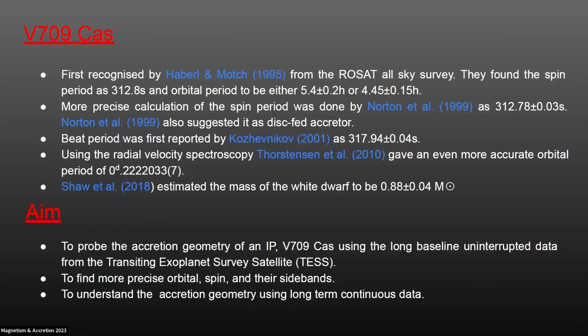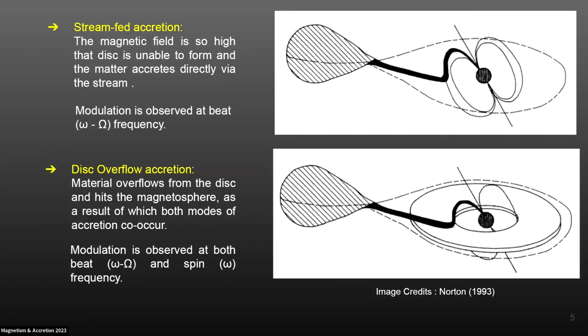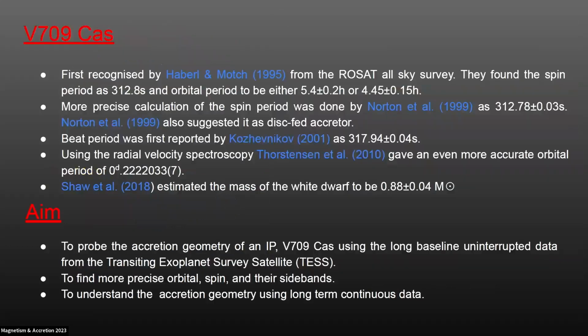The next is the disk overflow accretion. So in disk overflow accretion, there is already a disk fed mechanism going on, but some of the material just skims over the disk and directly hits the magnetosphere. So it's like both of the previous modes of accretion are going on at the same time in this mode of accretion. Now this can be identified if modulation is observed at both beat frequency and also at the spin frequency.